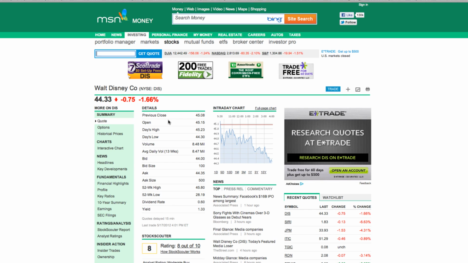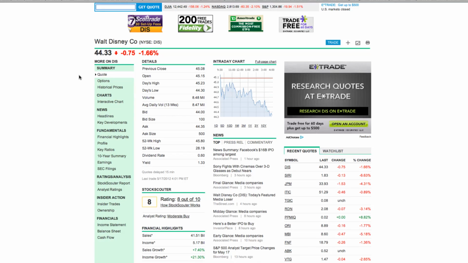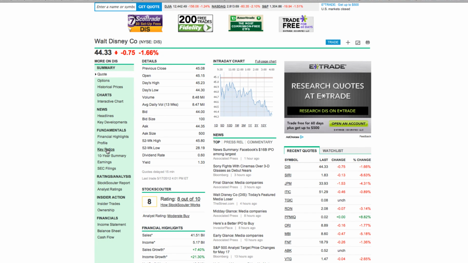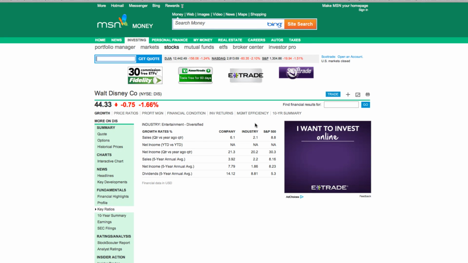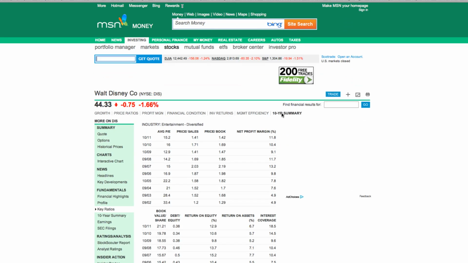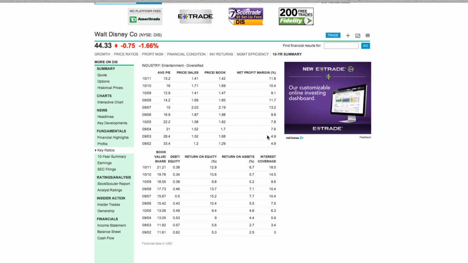Okay, so here we are for the Walt Disney Company, whose ticker is DIS. You just type that in here at the top, type in DIS, and it'll take you to this page. And just like we did before, we're going to scroll down and come over here to the Key Ratios tab. We're going to click that, then go up to the 10-year summary. Okay, and it takes us to this page.